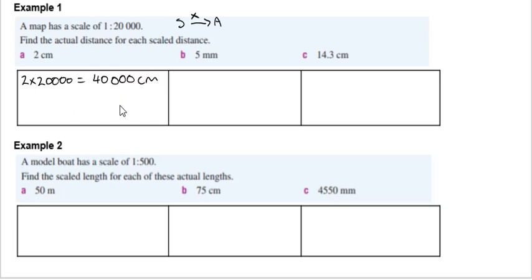That's a bit cumbersome thinking about 40,000 centimetres. I'm going to convert it to metres by dividing it by 100, because there's 100 centimetres in a metre, which will give me an answer of 400 metres.